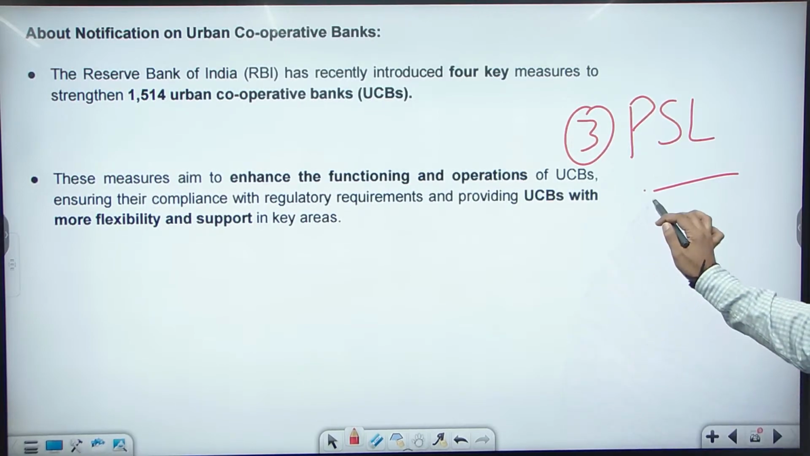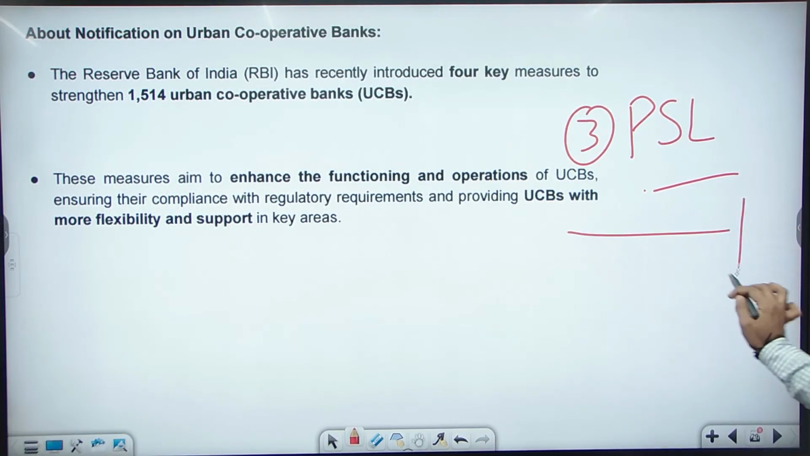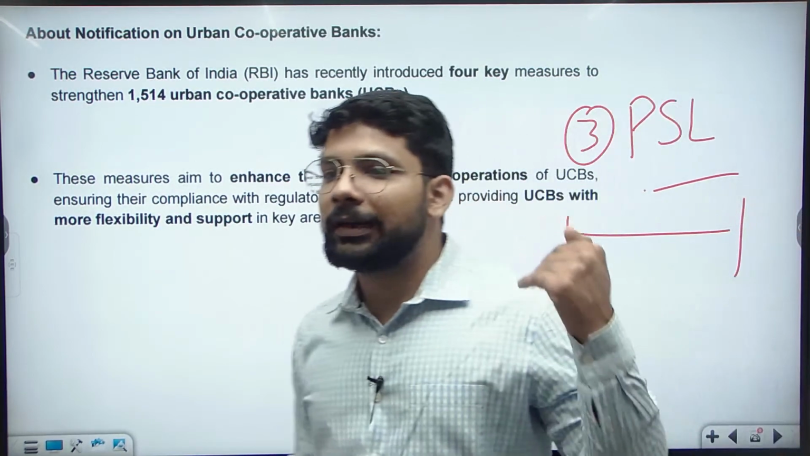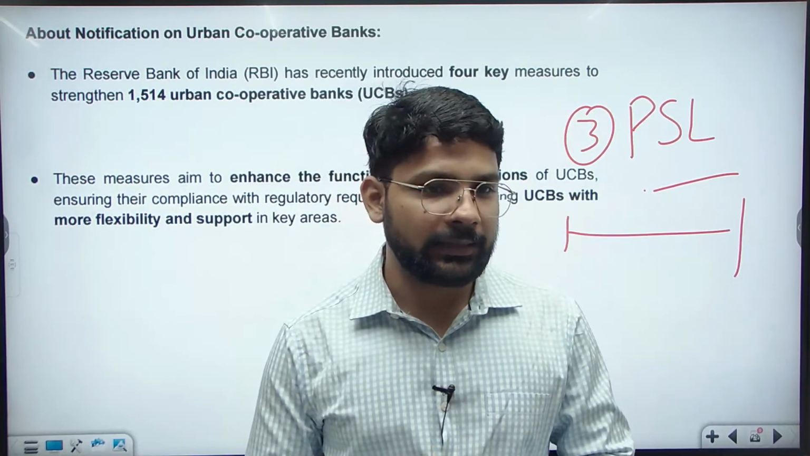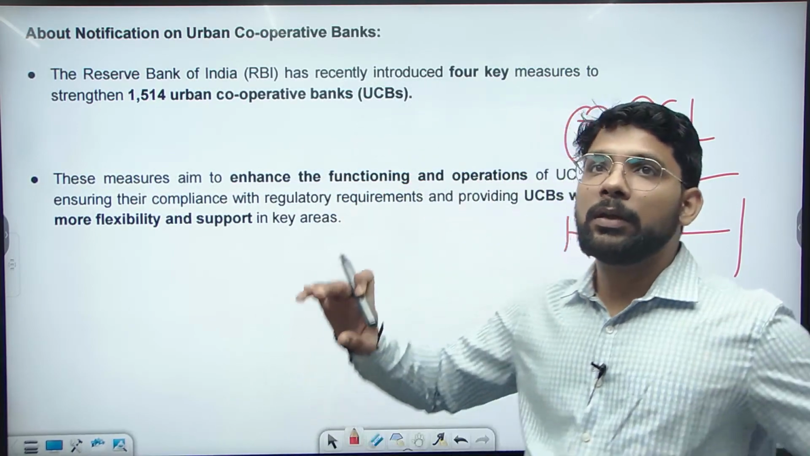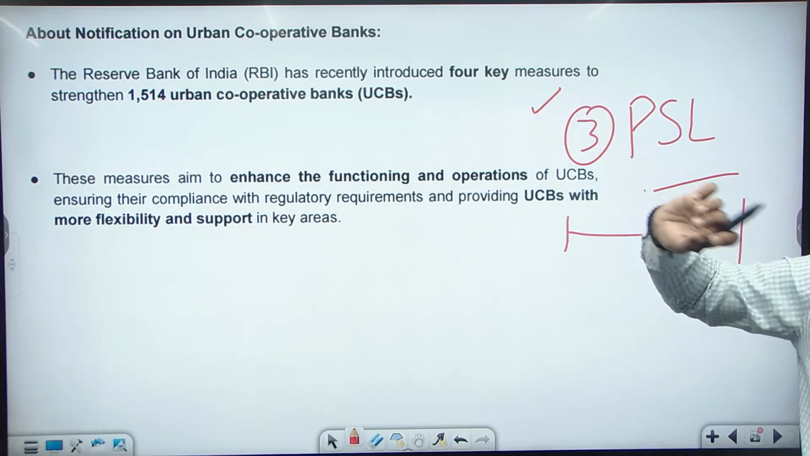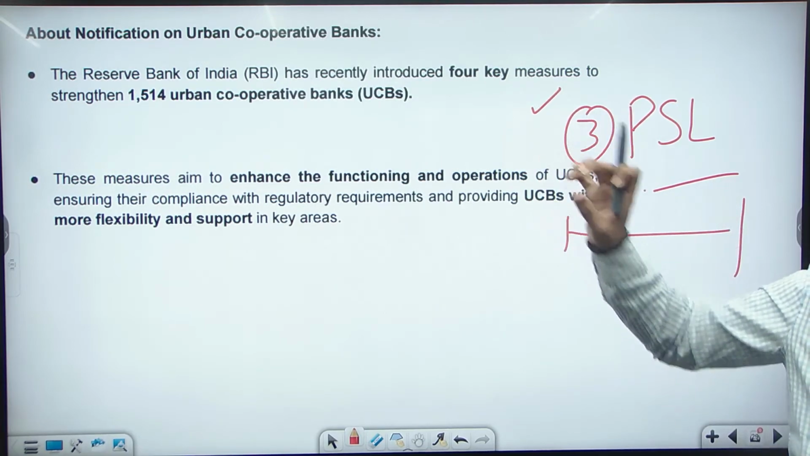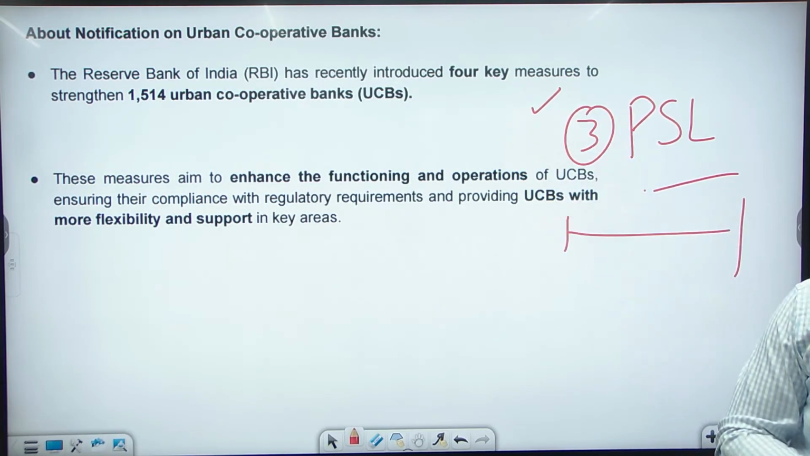So now the timeline is also removed and it is extended. We can extend the timeline. Even after the timeline, we can achieve our target for the priority sector lendings. So these are some of the notifications, some of the changes in the rules of the urban cooperative banks, and these are specifically for the urban cooperative banks. Okay?